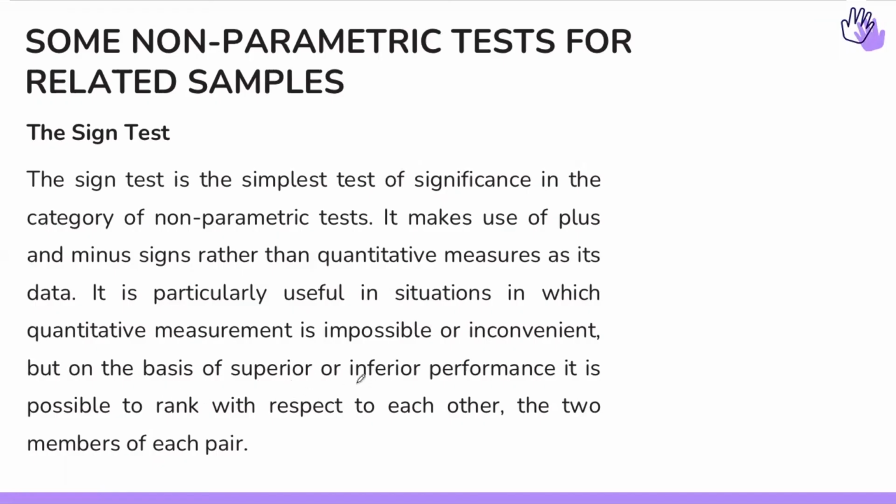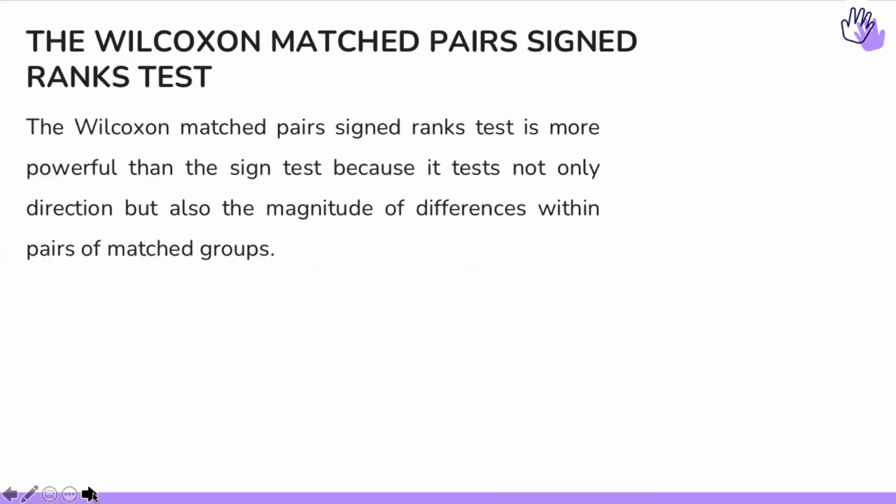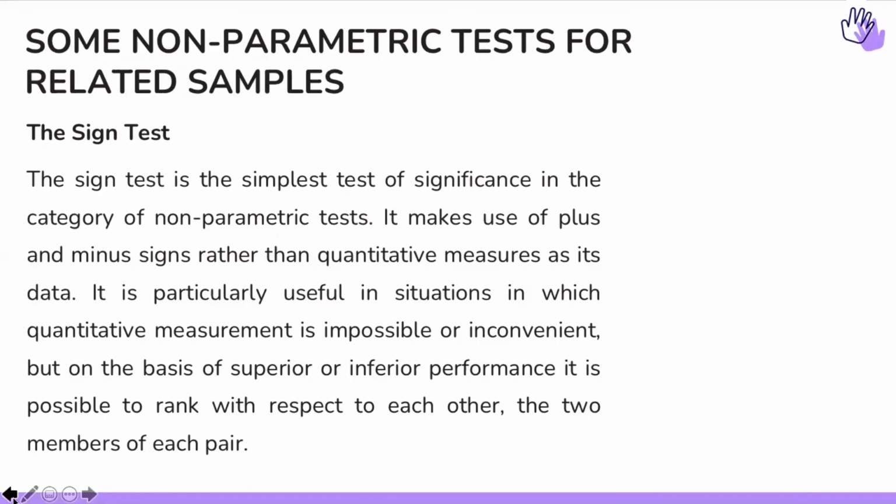It is particularly useful in situations in which quantitative measurement is impossible or inconvenient, but on the basis of superior or inferior performance, it is possible to rank with respect to each other the two members of each pair. So basically it uses plus and minus signs. The sign test is used in the case of a single sample from which observations are obtained under two experimental conditions, and the researcher wants to establish that the two conditions are different.